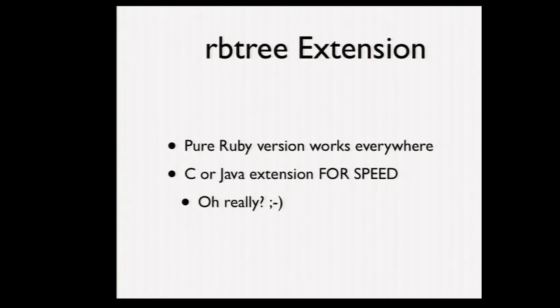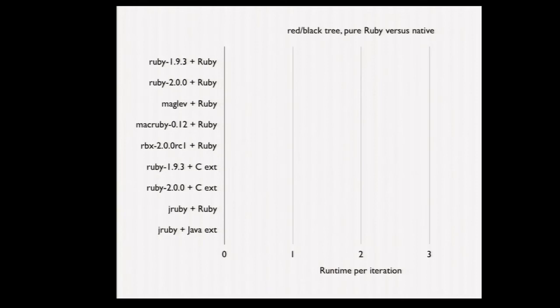And then the big one here, the rbtree extension. There's a pure Ruby version that works everywhere for simple red-black tree. And most people that are using the red-black tree stuff will actually go to the C extension or a newer Java extension to get full-on performance out of it, to get the speed that they need. But maybe we can actually compete with that. So let's look at this. We've got different combinations of the pure Ruby version and the native extension versions across a bunch of implementations.